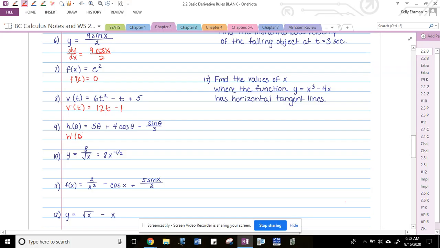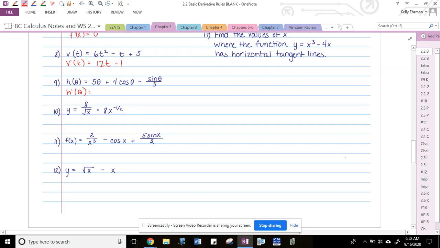H prime of theta, remember theta is the variable, so 5 theta is like a 5x. Derivative of 5 theta is 5. Derivative of cosine is negative sine, so minus 4 sine theta, and the derivative of sine is cosine, so this is still minus cosine theta divided by 3. This is rewritten for you. I probably just forgot to erase that.